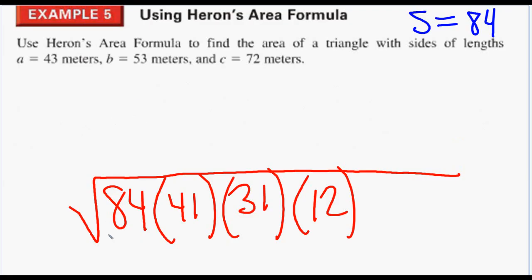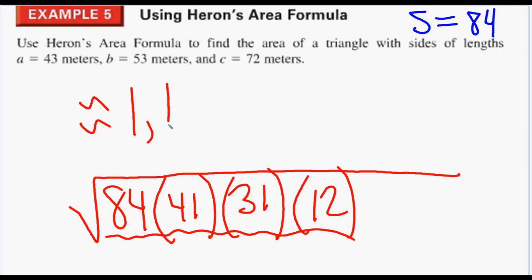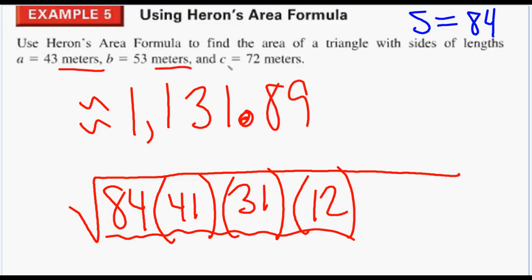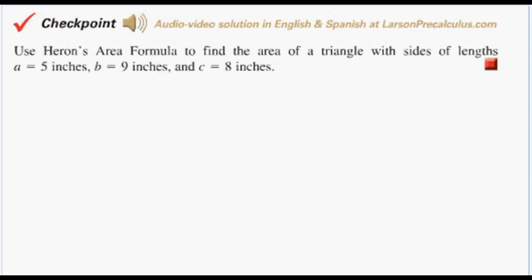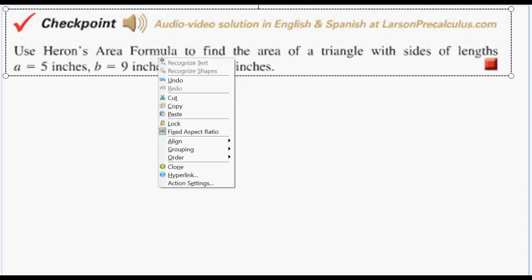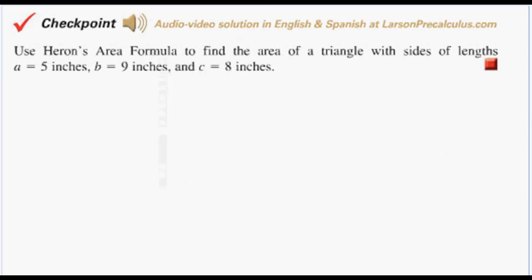And then I'm going to just multiply all those together. And I'm going to hit the square root key. And I'm going to get approximately 1,131.89. Our units here are meters. And we found area, so meters squared. And there is Heron's area formula. And now, of course, I'm going to leave you with a practice problem. So here it is. Set it up and solve it, and then fire up the video and see if you got the same answer as me.